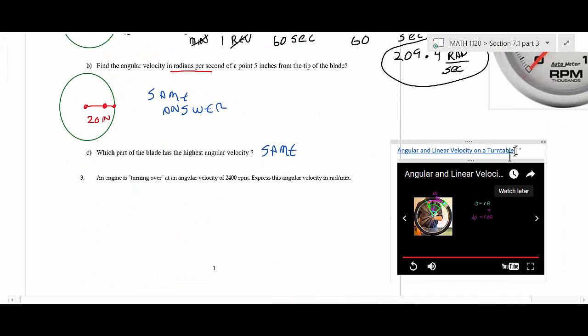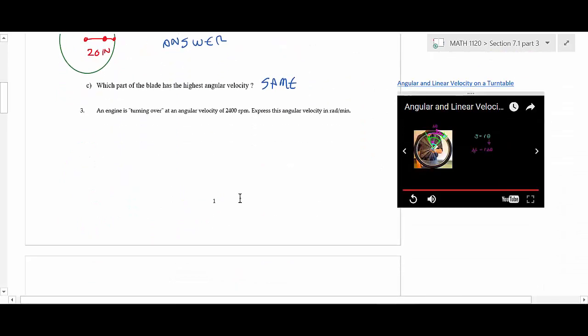Okay, so the next thing I want to do is problem number 3. And this is a real simple thing. This says you have an engine that's turning over at an angular velocity of 2,400 RPMs. I didn't have to say angular velocity. You would need to know that because I gave you RPMs, it is an angular velocity. So omega is the variable. Write down omega equals 2,400 revolutions per minute. And what I want you to do is change this to radians per minute.